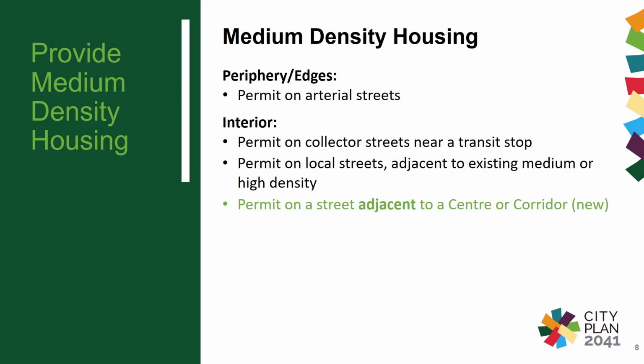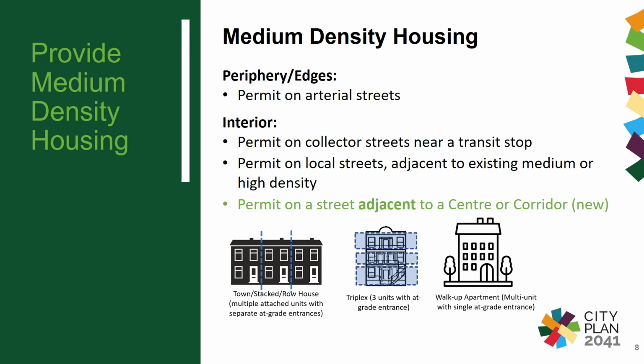Did you know that the official plan also permits other forms of housing like townhouses, triplexes, and walk-up apartments? These are called medium-density housing. They offer different housing choice, and they are more affordable than single or semi-detached houses. Currently, medium-density housing are allowed in centers and corridors and in some parts of neighborhoods.